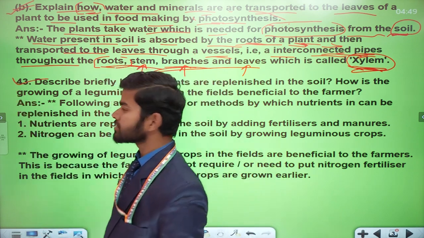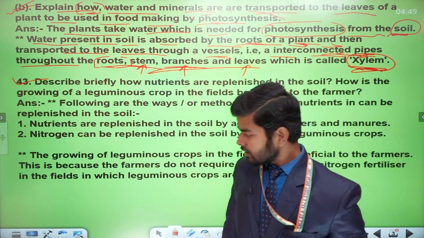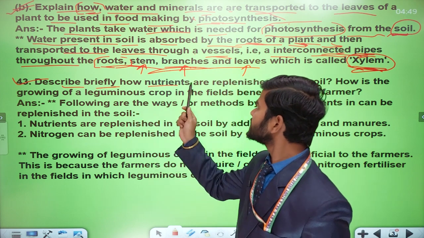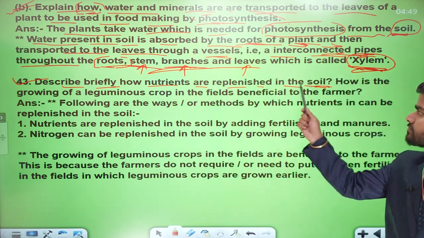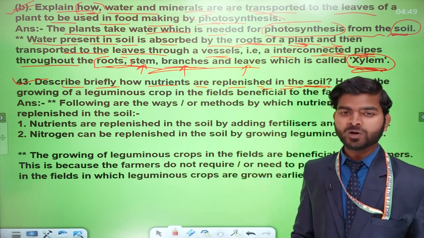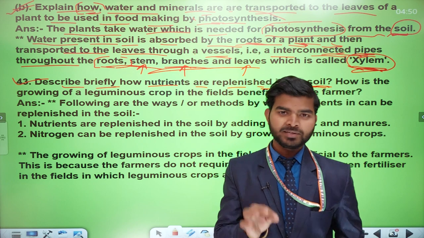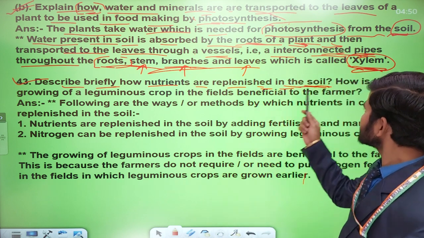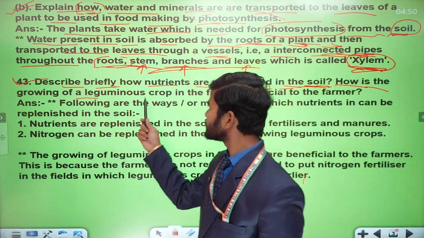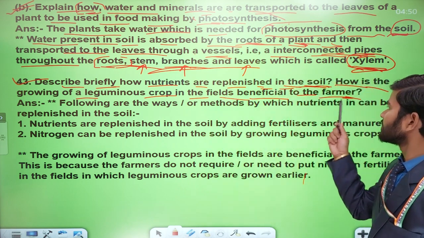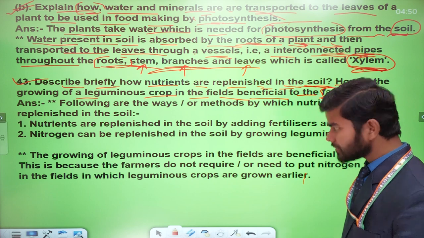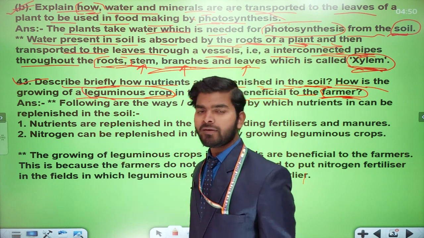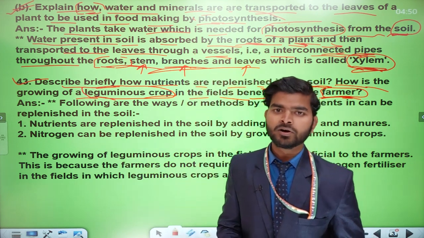Next question, that is question number 43. What is question number 43? The question is: describe briefly how nutrients are replenished in the soil. I have told you, and this is a topic I have already taught you in this chapter, how nutrients can be replenished in the soil. Okay, next question. How is the growing of a leguminous crop in the fields beneficial to the farmer? I have given you some concept about this crop, the leguminous crops. I have taught you what leguminous crops are and some different examples of leguminous crops.